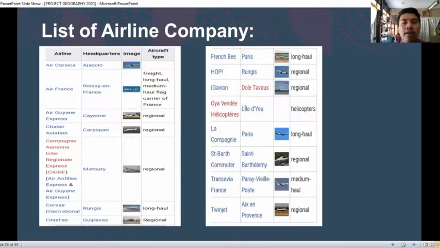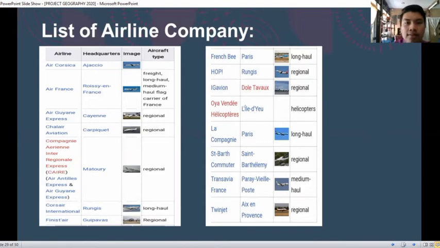Next, in this slide, you can see there is a list of airline companies. You can see by yourself the list of airlines, headquarters, image, and aircraft type.